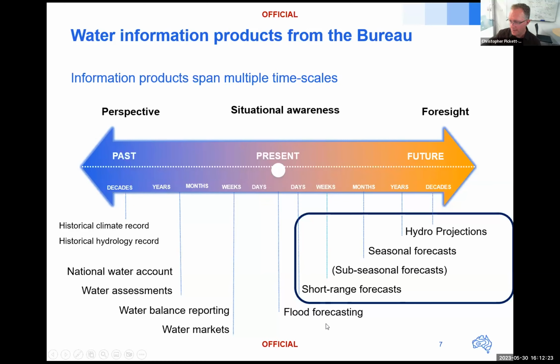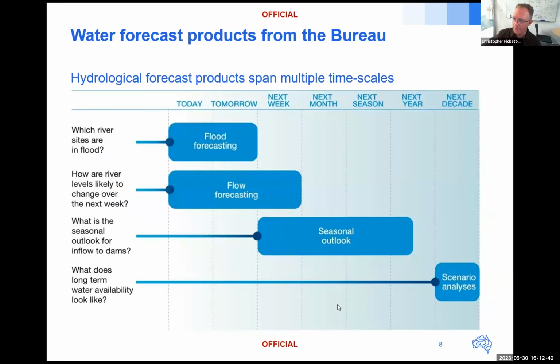Now, flood forecasting was a very traditional, long-standing service. It's been provided by the Bureau for decades now, but over the last 15 years, other services have come up. So I'll go into a bit more detail. As I said, flood forecasting has been provided traditionally, but now we're providing hydrological forecasts out to a week, as well as seasonal forecasts and even scenario analyses.